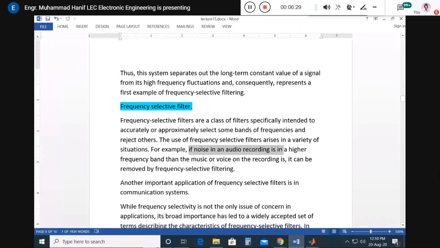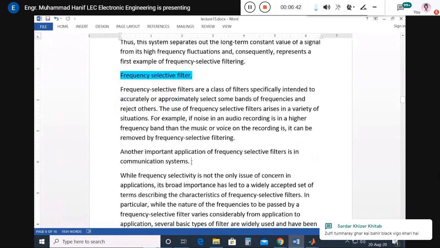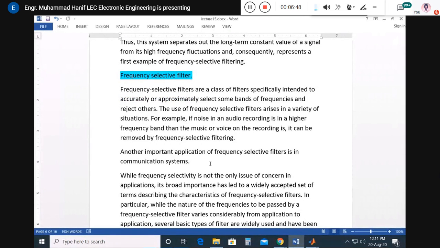The use of frequency selective filter arises in a variety of situations, like for example, if noise in an audio recording is in a higher frequency band than the music or voice on the recording is, it can be removed by frequency selective filtering. Another important application of frequency selective filters is in communication system, जहाँ पे हम modulation की बात करते हैं. Low frequency signal is multiplied with a carrier which is a high frequency signal.